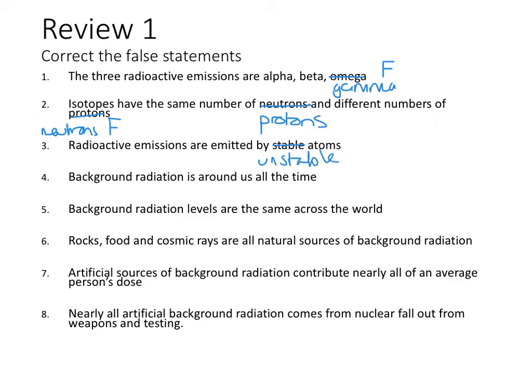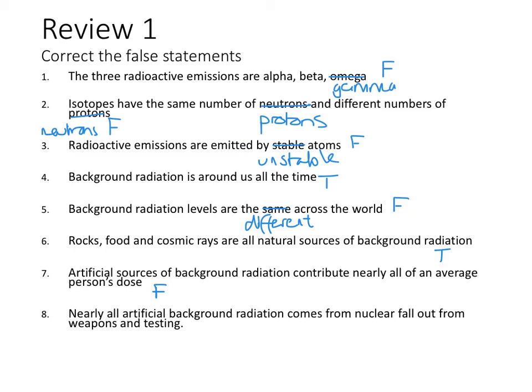Background radiation is around us all the time. That is true. Background radiation levels are the same across the world. That is false. They are different. Rocks, food, and cosmic rays are all natural sources of background radiation. That is true. Artificial sources of background radiation can contribute nearly all of an average person's daily dose. That is false. Okay.